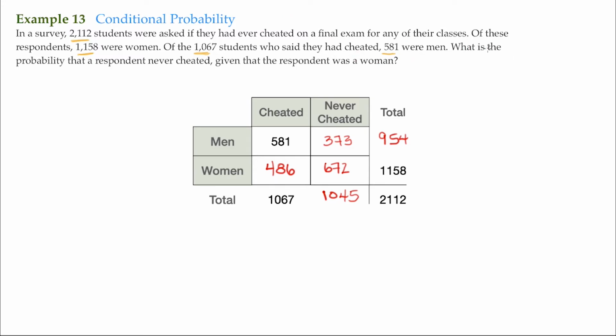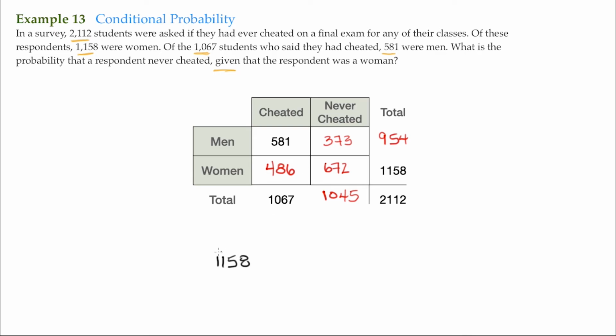What is the probability that a respondent never cheated, given that the respondent was a woman? So here is our condition. We're only concerned with the women here. What the condition does is isolate what we want to focus on. So that's this row right here. How many women are there? Well, there's 1,158 women.